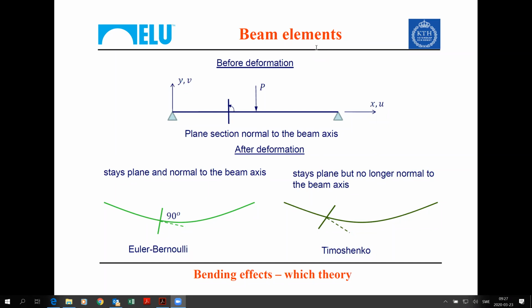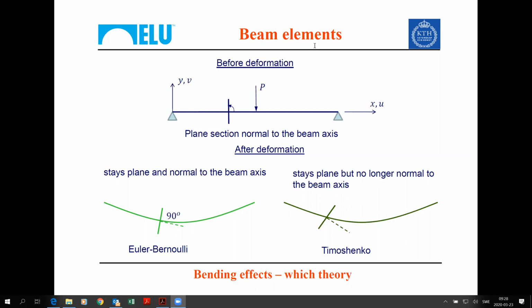Why do we say it accounts for shear deformation? Well, because the angle between the cross section and the beam axis will change. The change in angle implies a shear strain. This is the one changing the angles, the shear strains. So Euler-Bernoulli, no shear strains. Timoshenko beam, shear strains are accounted for.